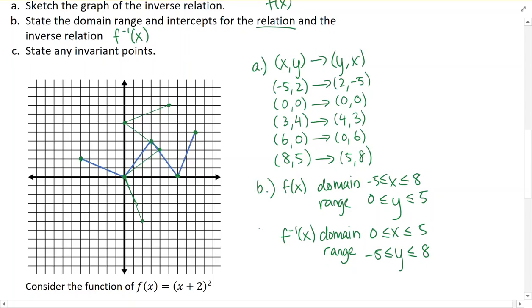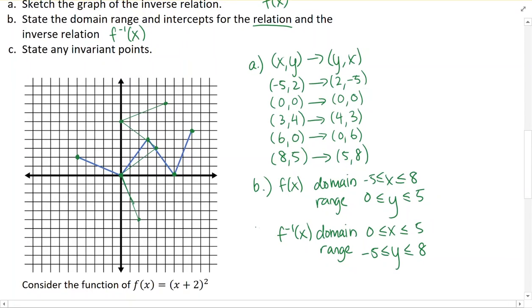Okay, so that brings us on to C. State any invariant points. So with this particular graph, if you haven't noticed already, it's actually a reflection, right? But that reflection line, instead of being on the x and y axis, is along this diagonal line, which is the y equals x line. So this red line here that I'm drawing is the y equals x line, and you can see there's actually a reflection there.